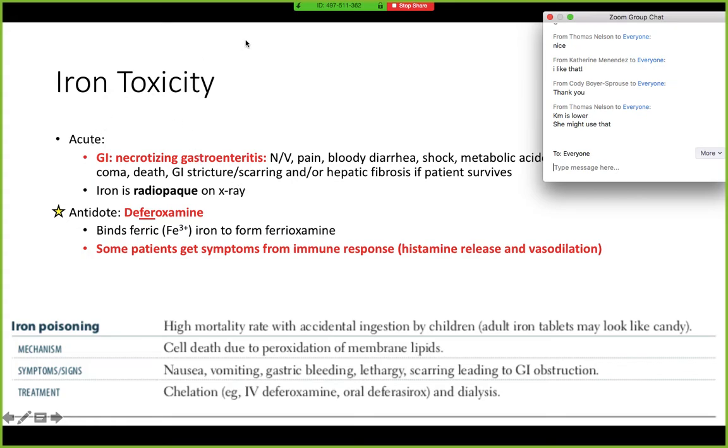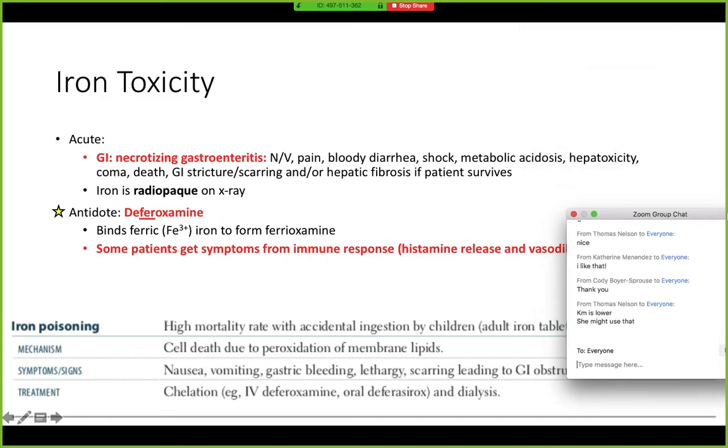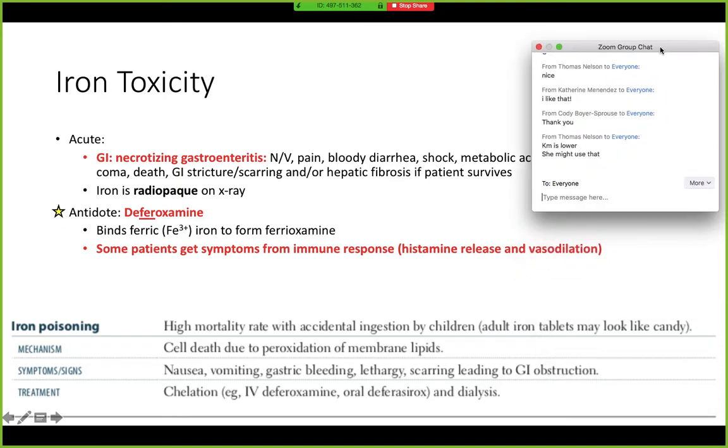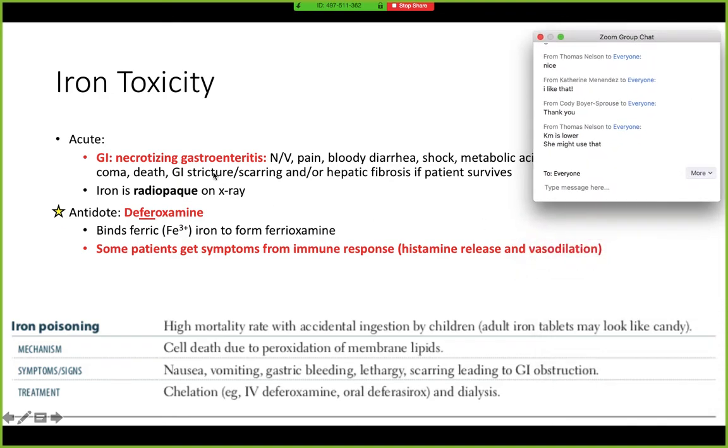With iron toxicity, your acute effects are a necrotizing gastroenteritis, so nausea, vomiting, pain, bloody diarrhea, shock, metabolic acidosis, hepatotoxicity, just a lot of bad GI effects. And then also iron is radio opaque on x-ray. So if she gives you a picture or an x-ray, you might see a lot of radio opaque spots.